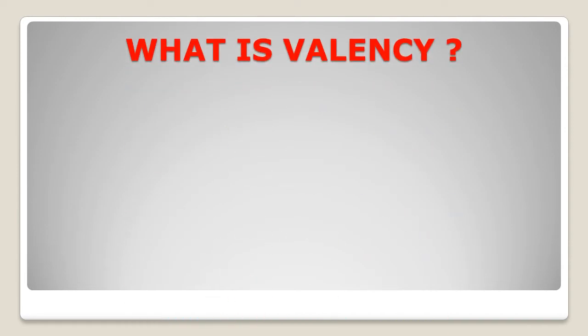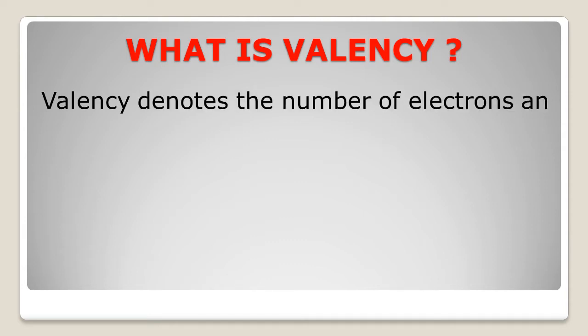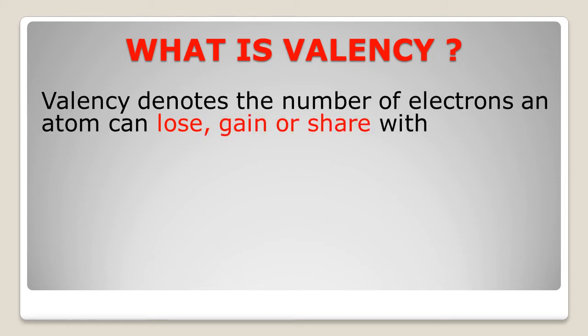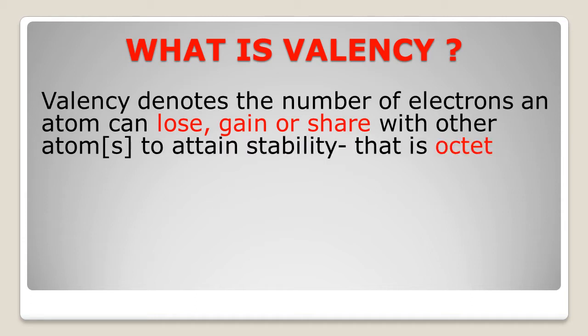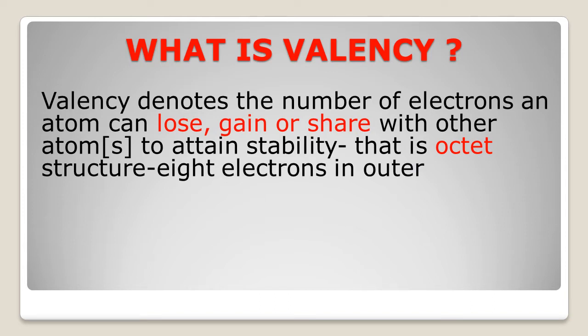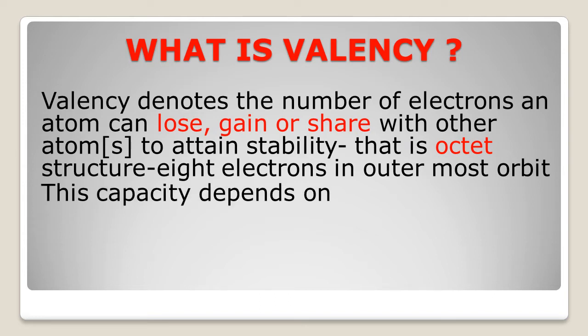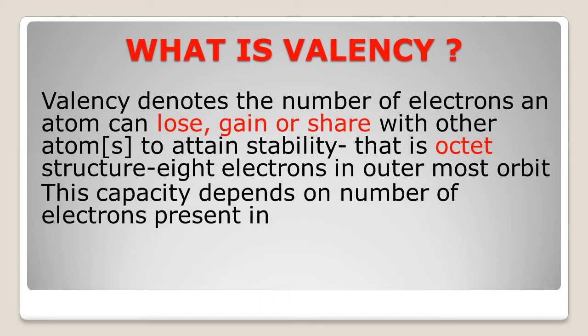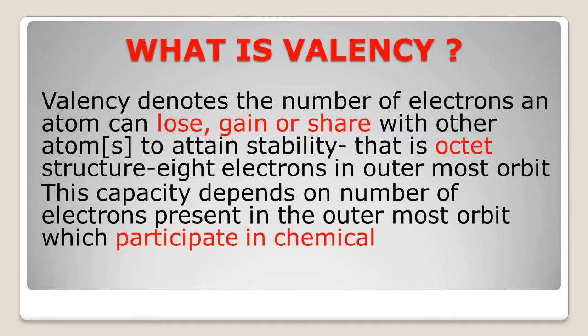What is valency? Valency denotes the number of electrons an atom can lose, gain, or share with other atom or atoms to attain stability. That is, octet structure we say, having 8 electrons in the outermost orbit. This capacity depends on the number of electrons present in the outermost orbit which can participate in a chemical reaction.